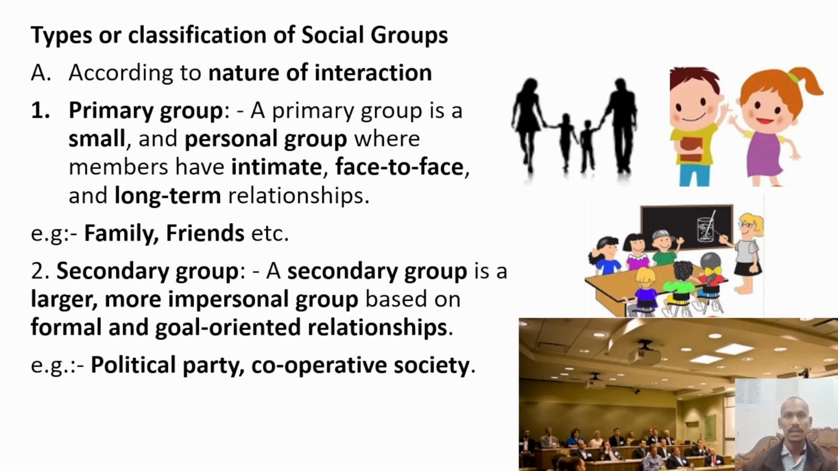For example, if a private company is doing some business, then the relationship between the employees will be of secondary group because it will be goal oriented. That means that achieving more and more profit will be a goal of that kind of relationship. Along with that, they will have a formal kind of relationship, so there is less intimacy, but it is a goal oriented relationship. For example, a political party or corporate party, we can say, or a cooperative society are examples of secondary group.